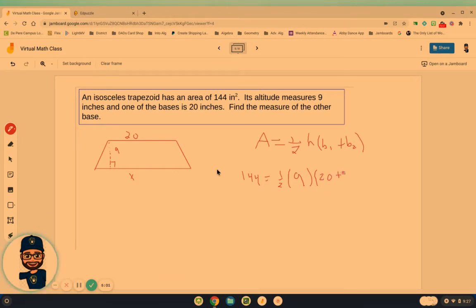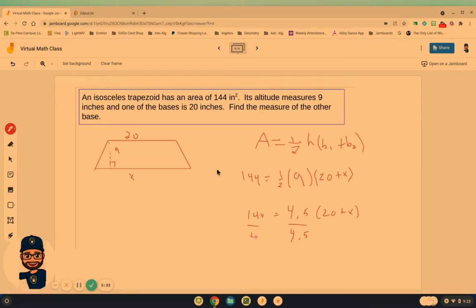plus the x value. So we can't really do anything in here with x and 20 until we get it isolated. Well, we can take 1/2 times 9, that's 4.5, and then we've got times 20 plus x, and that equals 144 on the other side. So how do I get that parenthesis by itself? How do I move the 4.5? We divide.